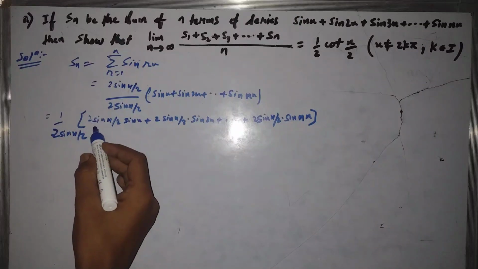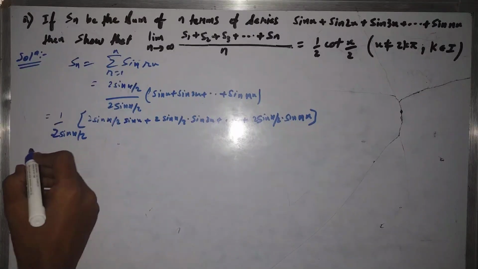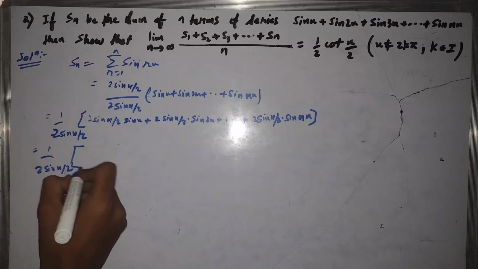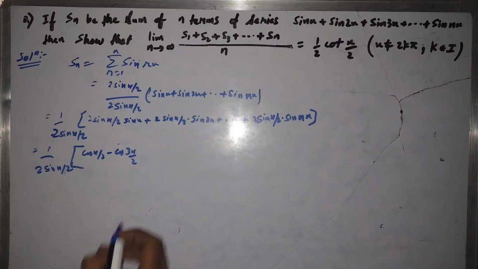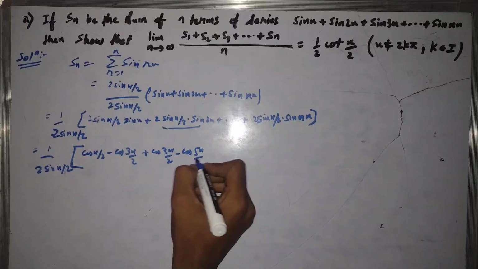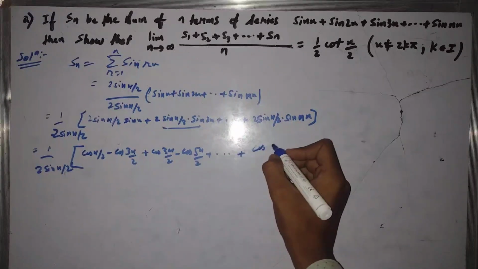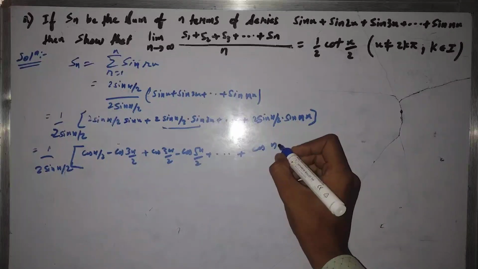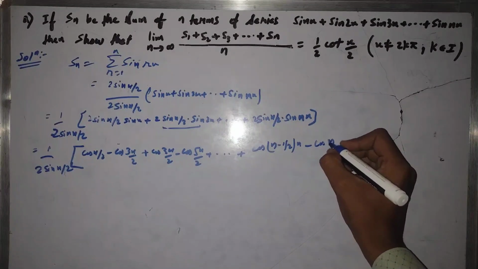Now this is sine into sine, so this will be a difference of cosines, and we can write this as 1 upon 2 sine x by 2 times cos x by 2 minus cos 3x by 2, then cos 3x by 2 minus cos 5x by 2, and all the way up to cos of n minus half times x minus cos of n plus half times x.